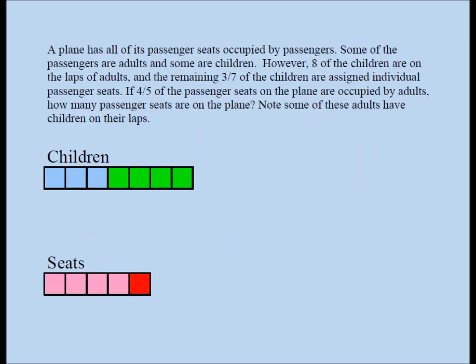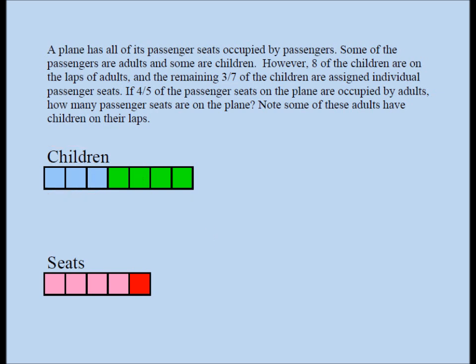So what I have here is the question in a smaller font. In this question we have two fractions. One is 3/7. That pertains to children who are assigned individual seats. So if there are 7 groups of children, or if this represents all children, 3/7 of them are assigned individual seats, and that means these kids are sitting on laps.